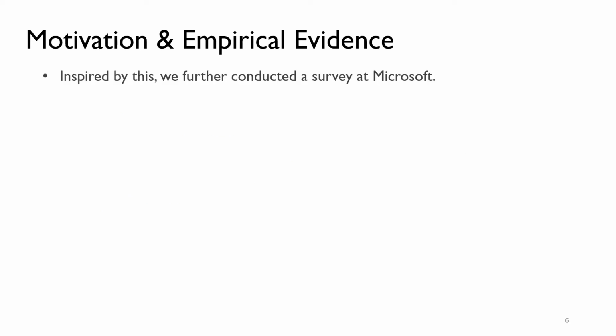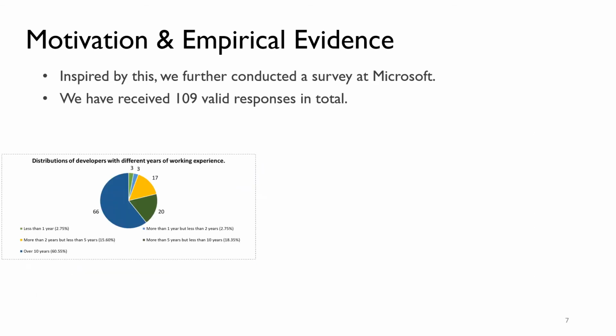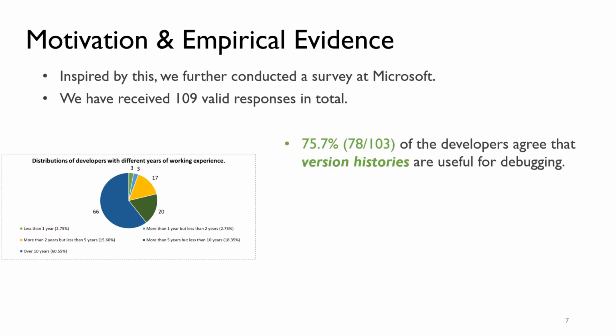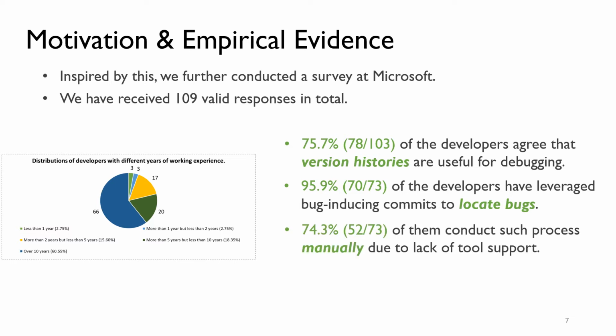Inspired by this, we further conducted a survey at Microsoft. We received 109 valid responses in total, and here we show the distribution of the developers with different years of working experience. The major finding of our empirical study is that nearly 76% of the developers agree that version histories are useful in debugging, and nearly 96% of them have ever leveraged the information of bug-inducing commits in the task of fault localization. However, nearly 75% of them conduct such a process manually due to the lack of tool support.